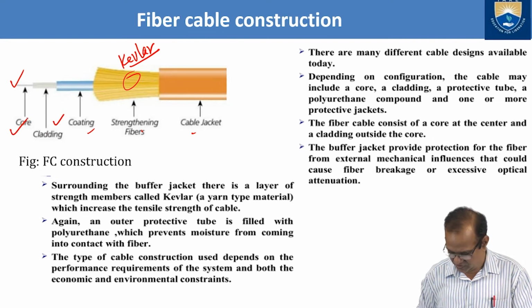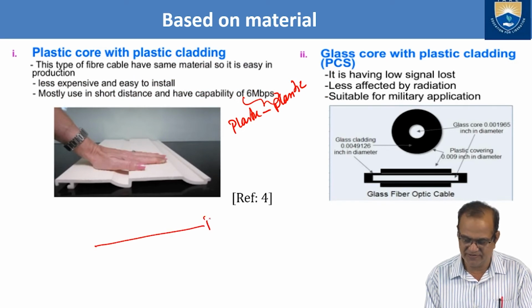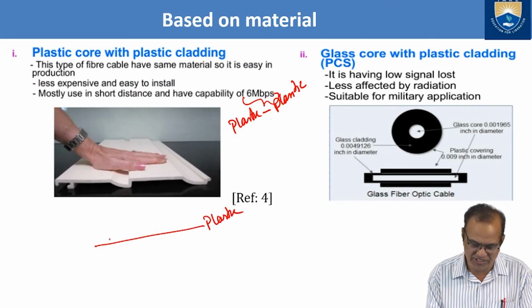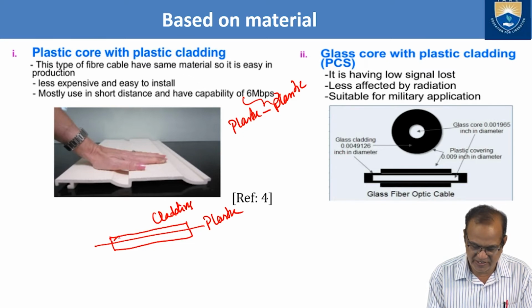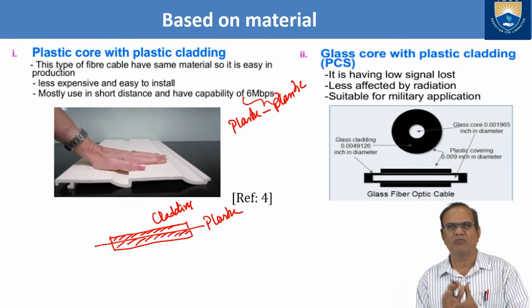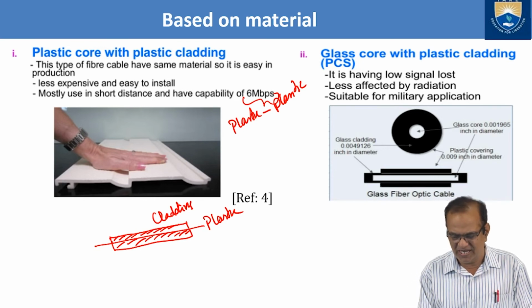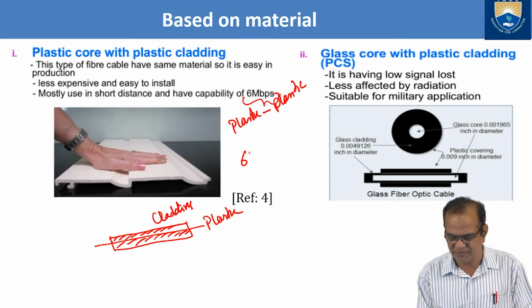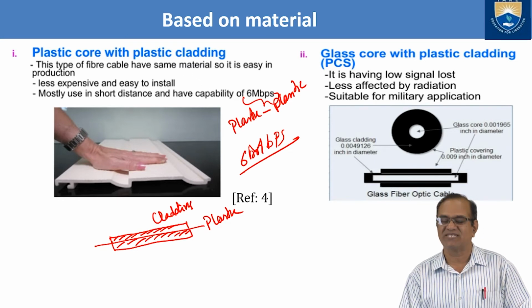Both are plastic. So this is your plastic core, and above this we make a cladding also. This is the cladding, and this is also plastic. So plastic to plastic is less expensive and easy to install. It is mostly used, but for less bandwidth. The speed is 6 megabits per second.